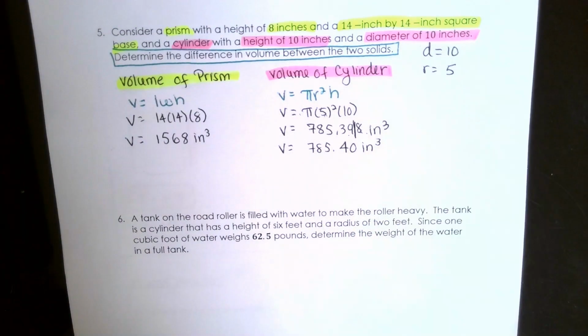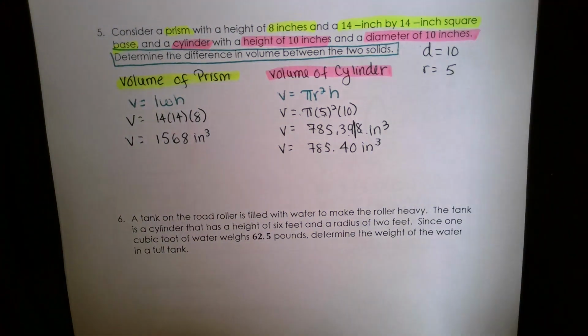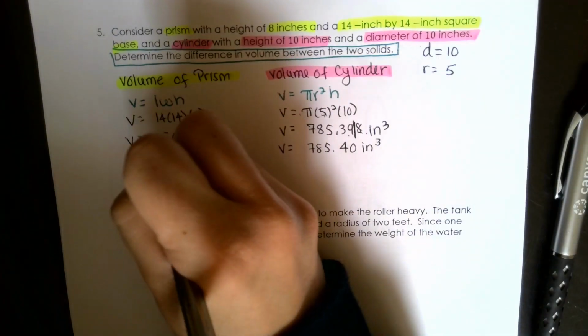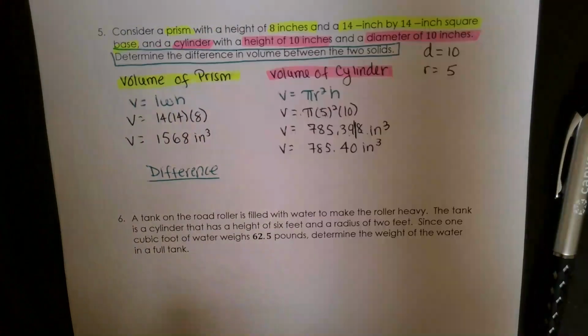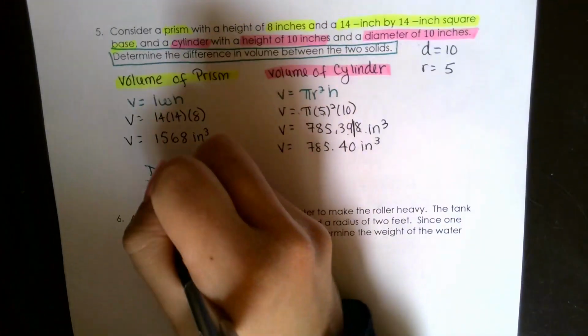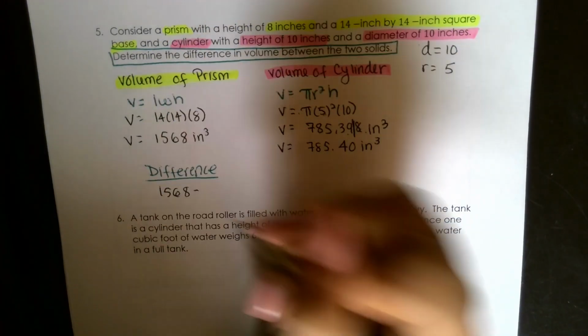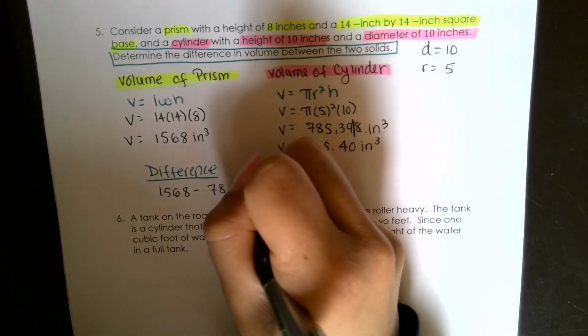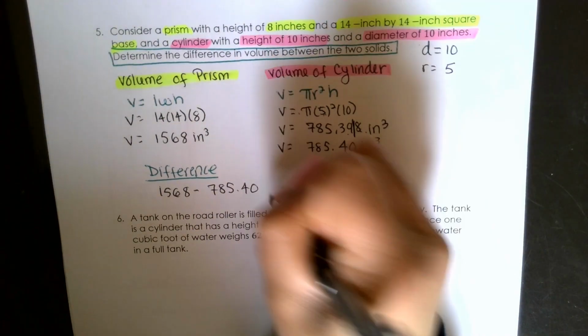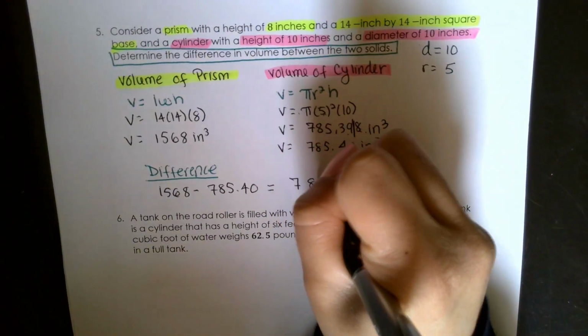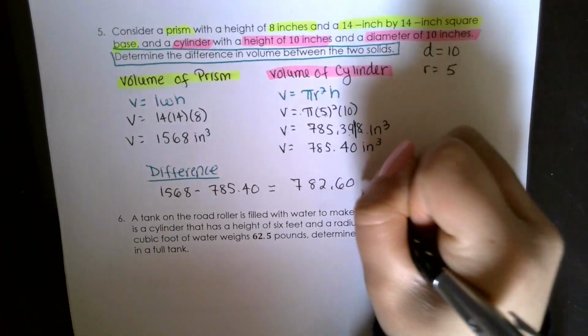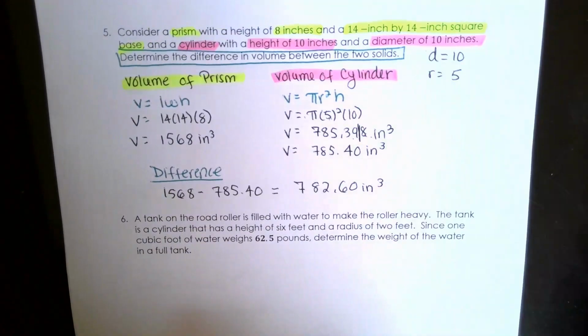To find the difference, all you're going to do is subtract. The big number minus the small one. So you have 1,568 minus 785.40. So the difference of the volumes will be 782.60 inches cubed. That's the difference.